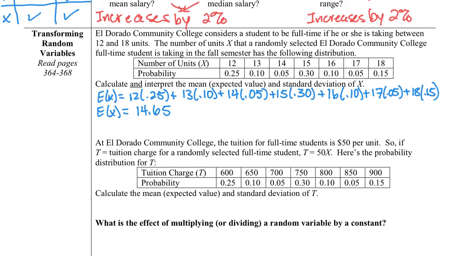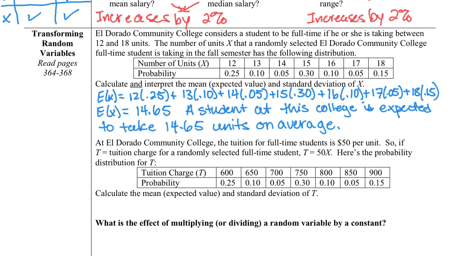So I've got my expected value is 14.65, and then of course our interpretation. So a student at this college is expected to take 14.65 units on average. Our standard deviation, I calculated that once again on my calculator with some shortcuts, and I ended up with 2.056. I didn't leave myself enough room to interpret it, but I would say that the average difference from the expected value would be 2.056 units.